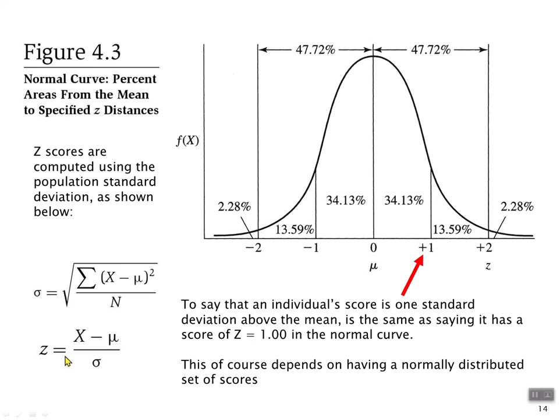If you're doing IQ testing and you had a person with an IQ score of 115, if the mean is 100 and the standard deviation is 15, that would be 115 minus 100 leaves you with 15. Divided by 15 would give you 1, and that would put the person right here, right at this mark.